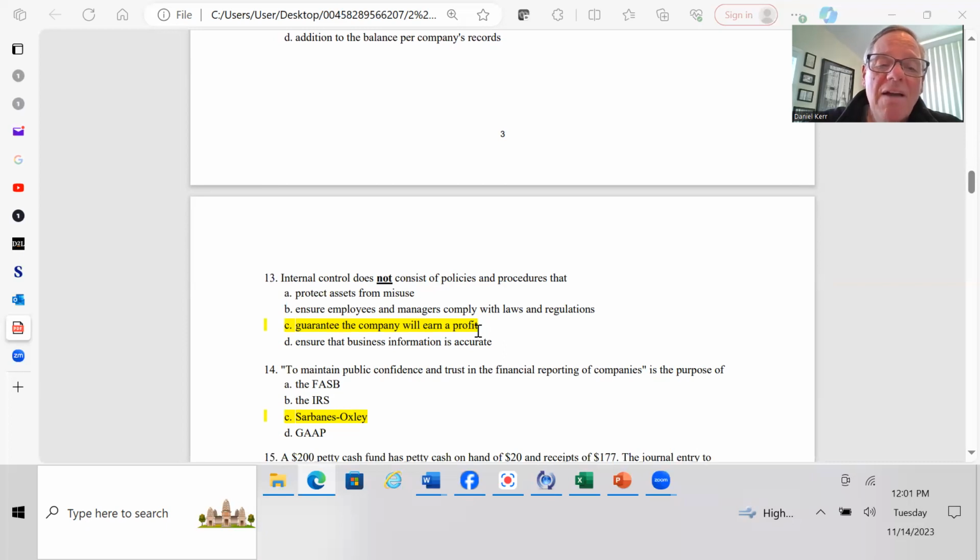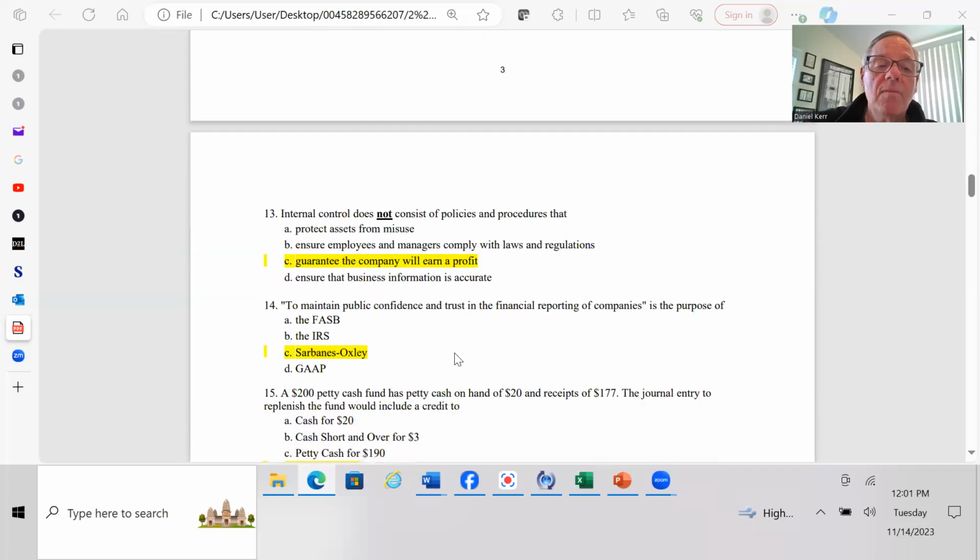13, internal control does not consist of policies and procedures that guarantee... The answer there is C, that guaranteeing. No matter how good the internal control is, it's not going to guarantee that the company is going to earn a profit. It will protect the assets. It will ensure employees comply with laws and regulations. We'll get accurate information, but it's not going to guarantee we're going to make a profit.